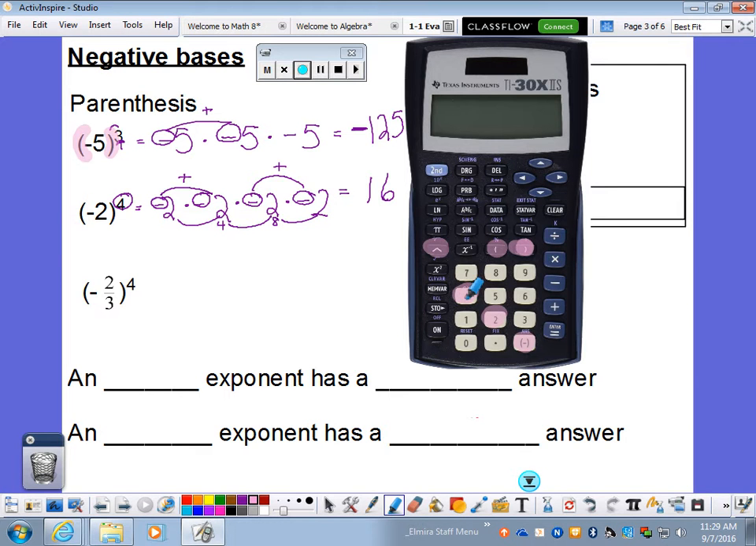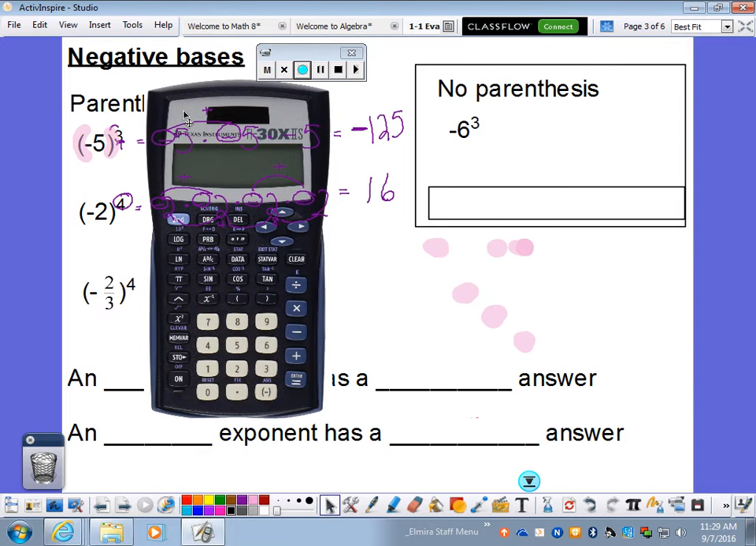Okay, what happens if you don't use parentheses? If you don't use parentheses, -6 to the third power. The 3 does not touch a parenthesis here. It touches the 6. So what this is really saying is order of operations, we have to do exponents first. The only thing that is considered a base is the 6. The negative sign is separate. So I would find 6 to the third power first.